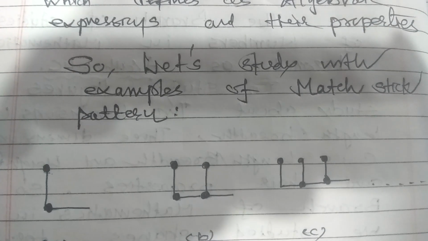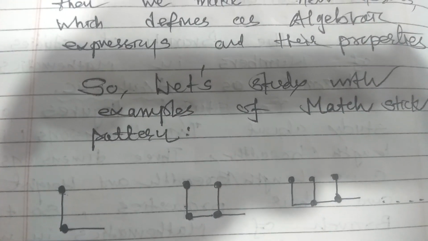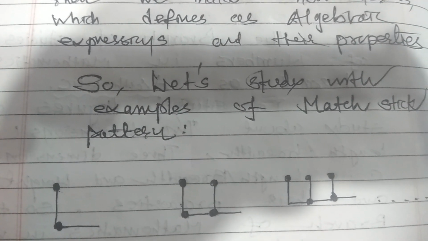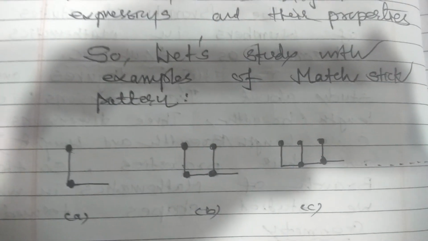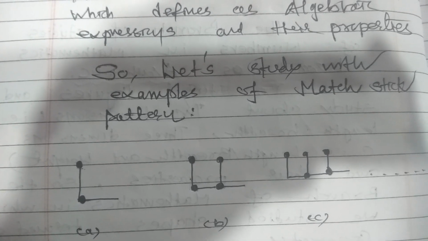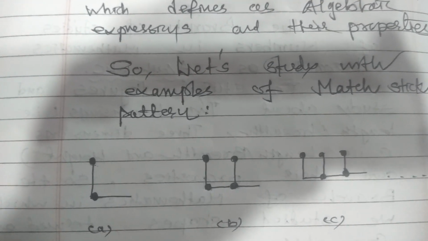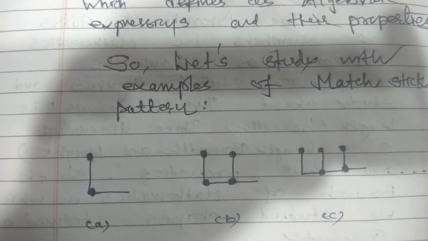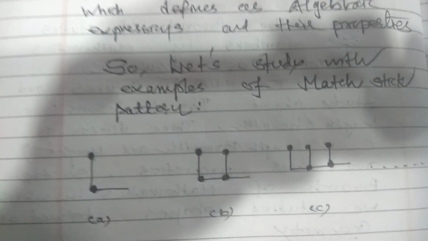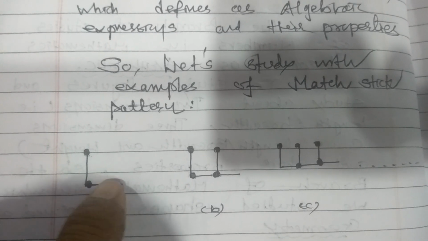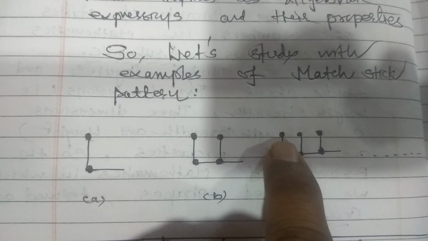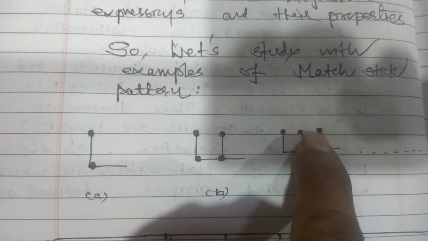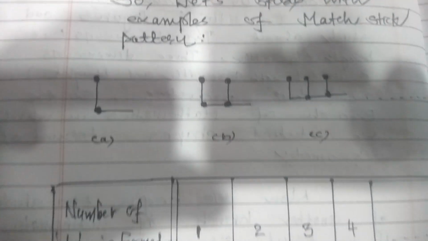So let's study with the example of a matchstick pattern. Students, here you can see which alphabets we are going to make the pattern with. L, capital L. So here this is a question: how many matchsticks am I using? In part A, 1 and 2. In B part, 1, 2, 3 and 4. In C part, 1, 2, 3, 4, 5, 6. This is the question. Now these are the solutions.